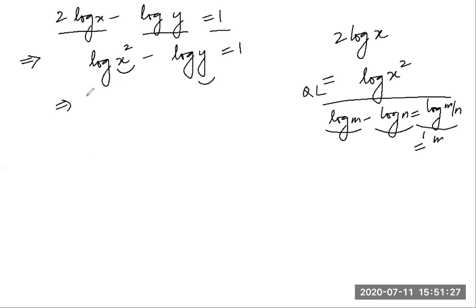So, Shamir, do this. This is the m, and this is n. So this will become log of m by n. So it will be x squared by y. x squared by y, sir, is equal to 1.